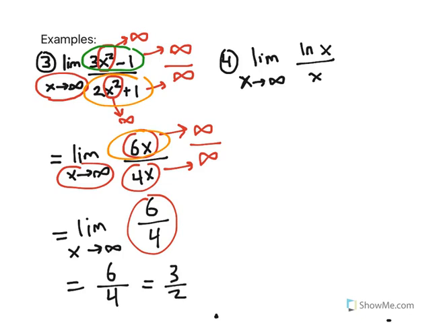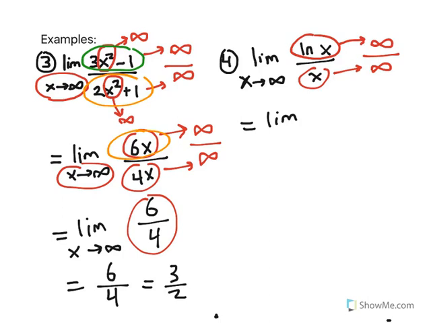So now let's take a look at our last example, the limit of natural log of x divided by x as x approaches infinity. So again, you begin with direct substitution. As x gets larger and larger, natural log of x will also get larger and larger, so it will approach infinity. X will approach infinity, so you get the indeterminate form infinity over infinity. So now we're going to apply L'Hopital's rule.